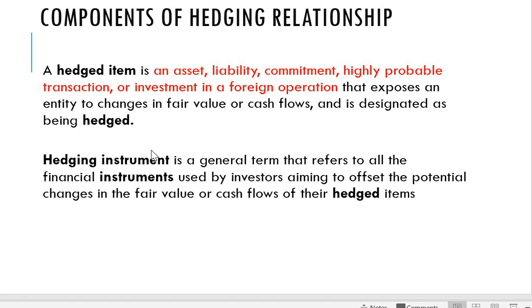So the hedging instruments are, as we mentioned earlier, those forward contracts, options, and swap agreements. These are actually the instruments we use to mitigate or minimize those risks. It is a general term that refers to financial instruments used by investors to offset the potential change in the fair value or cash flows of their hedged items. So our hedged items are those transactions that are exposed to risk, while the hedging instruments are those instruments we use, or the contracts we entered into, in order to mitigate potential losses in our hedged item.